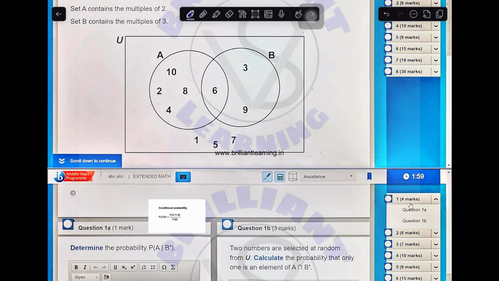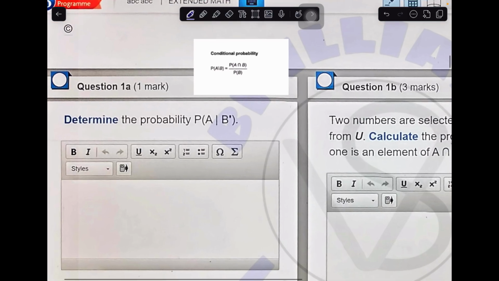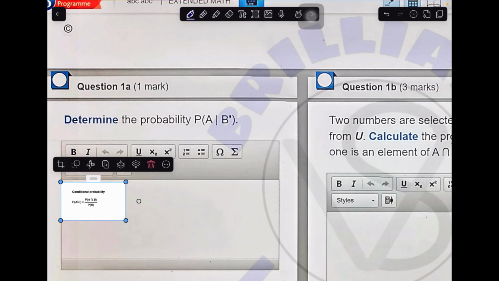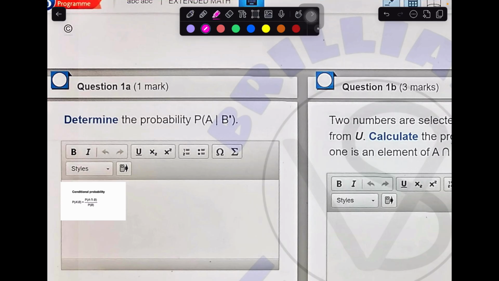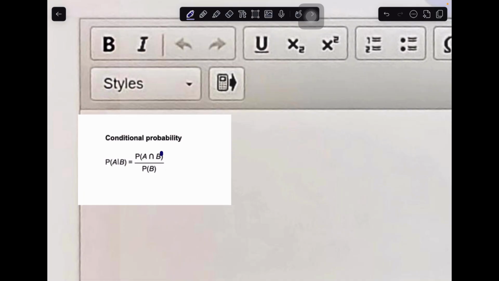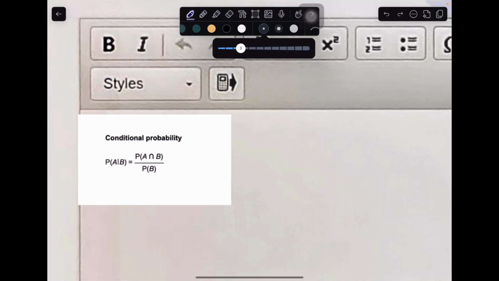The first thing we are asked to find for question 1A is to determine the probability of A given B prime, or given not B. Okay, so in terms of what this looks like, I've already put in the conditional probability formula. Now, just a reminder that this is in your formula booklet. The thing to note here is that it wants B prime, or given that it's not B. So with regards to your formula, you just basically need to input that dash. Okay, so we want not B.